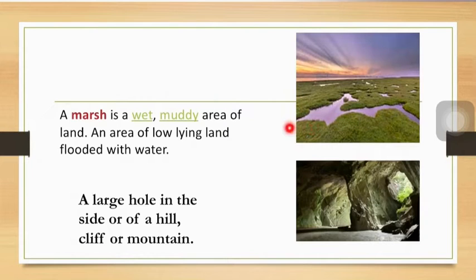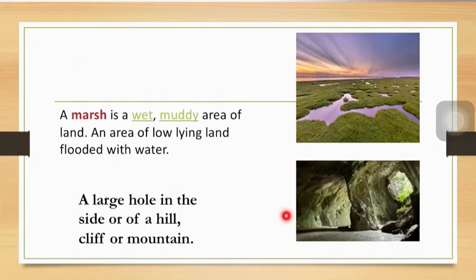If you can notice, the land is low, which is filled with water. That particular land is a bit on the lower side. So what is a marsh? Marsh is a wet, muddy area of land, an area of low-lying land which is flooded with water. This is a marsh, an area of land which is flooded with water.